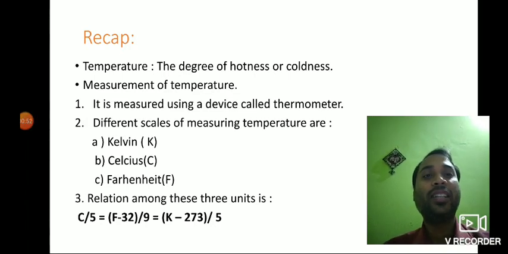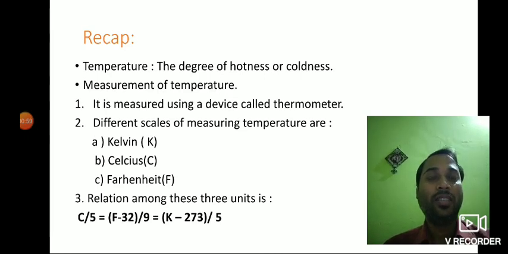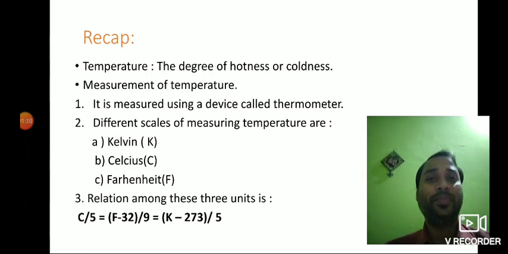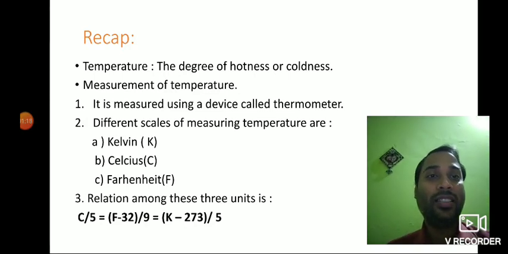Now regarding measurement of temperature, the device which is used to measure temperature is called a thermometer. If we separate the word thermometer into two parts, we have thermo and meter. Thermo means heat, and meter means a device that measures something, so it actually measures the heat of an object. How hot an object is can be measured by a thermometer.